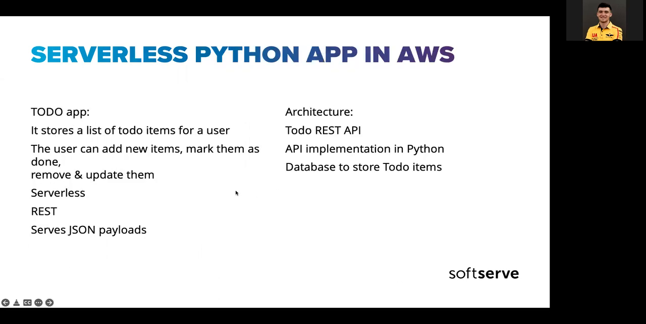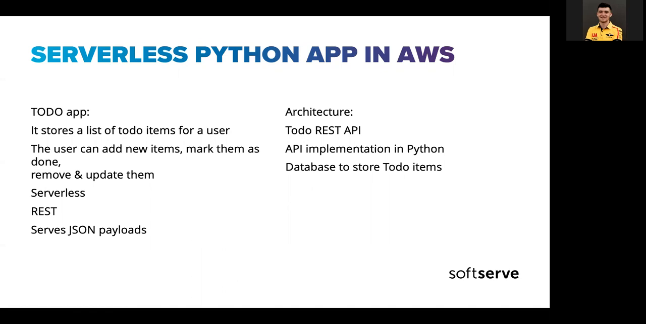All right, so let's talk about our application. It will be a to-do app, so it will store a list of to-do items for users. The user will be able to add new items, mark them as done, remove and update them. The application will be serverless. It will be a REST service serving JSON payloads.